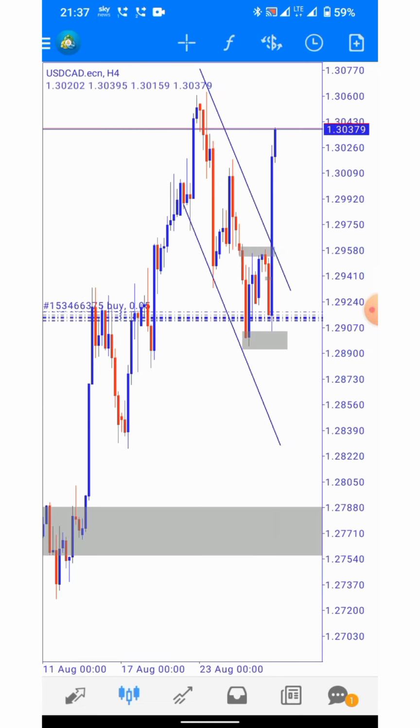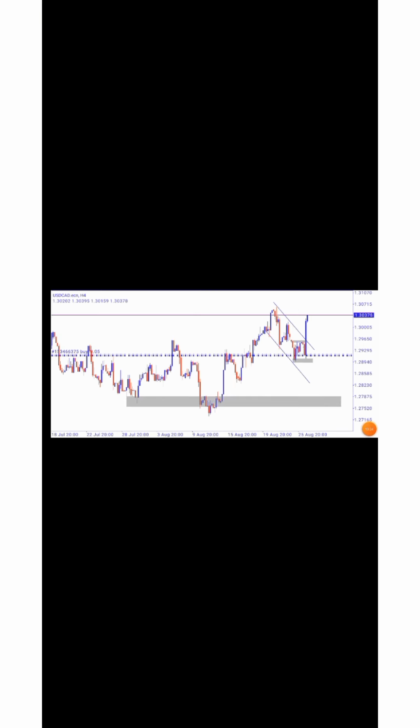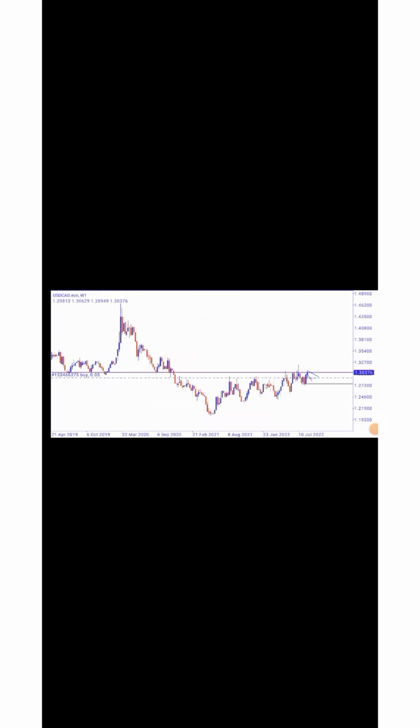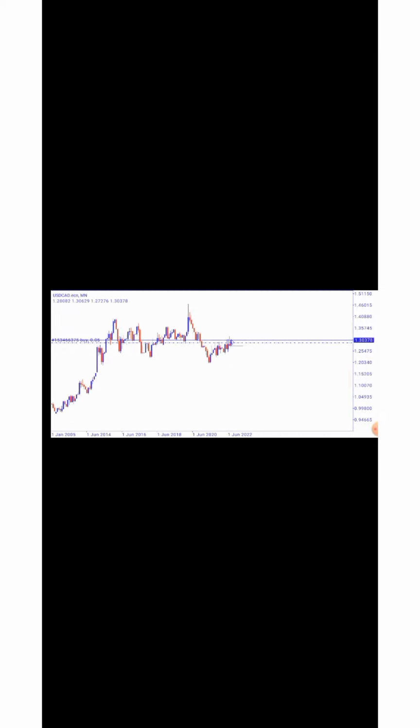So now here is the analysis of this beautiful USD CAD buy that I later took. I'm going to analyze it all over again. I'll start all the way from monthly as usual. Looking at this on the monthly time frame, we have a top here, we have another top here, and price went all the way down. Looking at this area on our monthly time frame, we don't really know what this is.